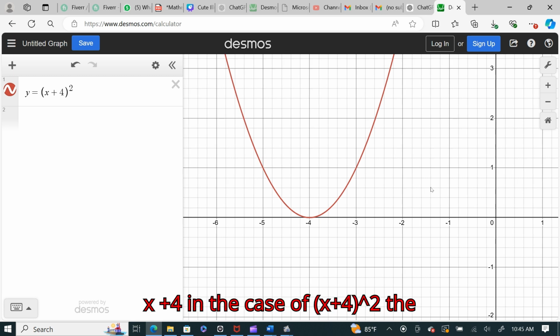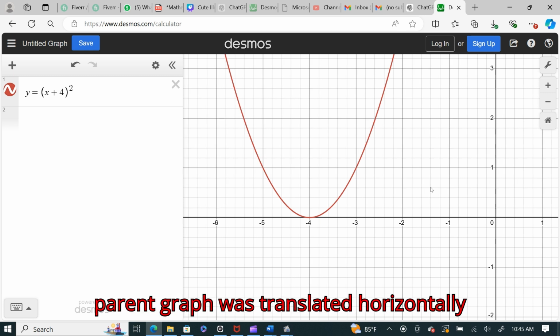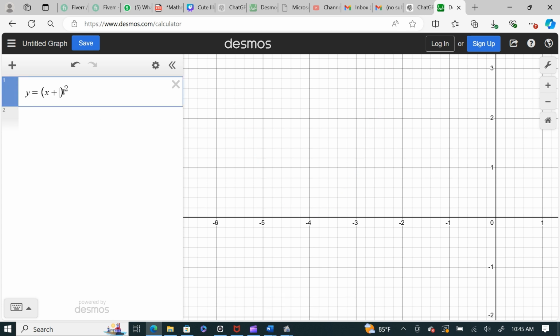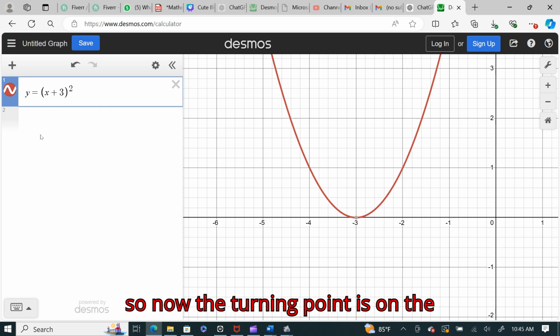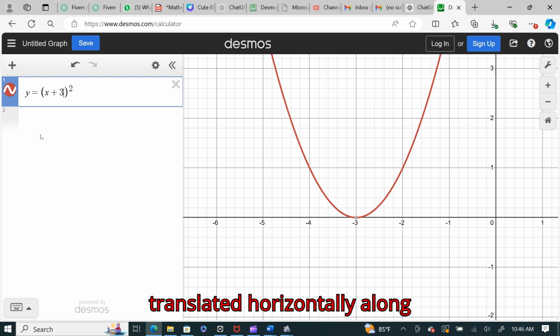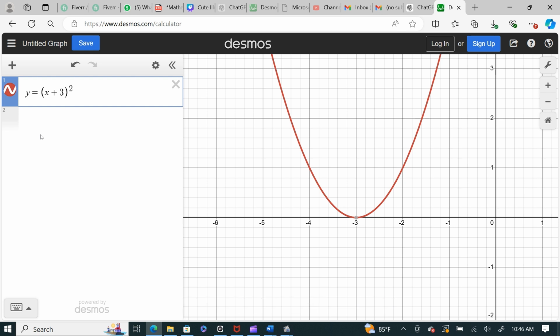In the case of (x plus 4) all square, the parent graph was translated horizontally, or along the x-axis, towards the left side. Let's type plus 3. So now the turning point is on the point (-3, 0). Or the parent graph was translated horizontally along the x-axis toward the left side by 3 units.